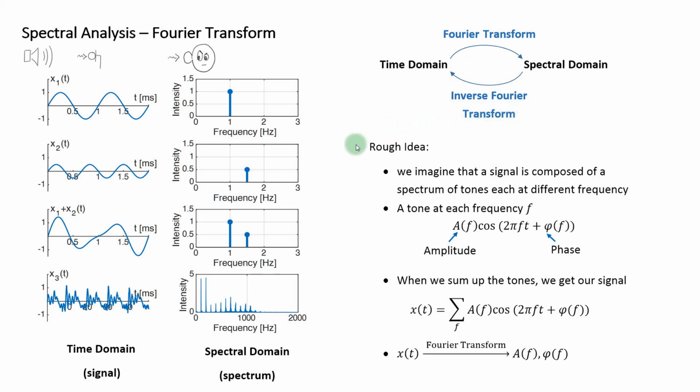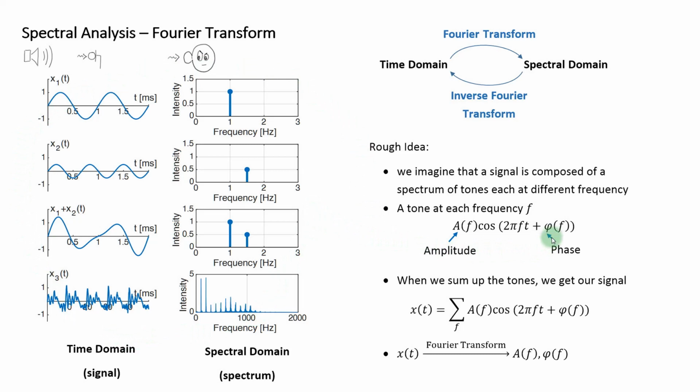Now let me give you a more specific but still a fairly rough idea what the spectral analysis with the Fourier transform does. We imagine that a signal in the time domain is composed of a spectrum of tones, each of those tones at different frequency. A tone at each frequency f we imagine in this form. It is a cosine with some amplitude specific for that frequency f and also some phase, again specific for that frequency f. In this first approach I did not mention the phases, but for the stuff to work they need to be there.